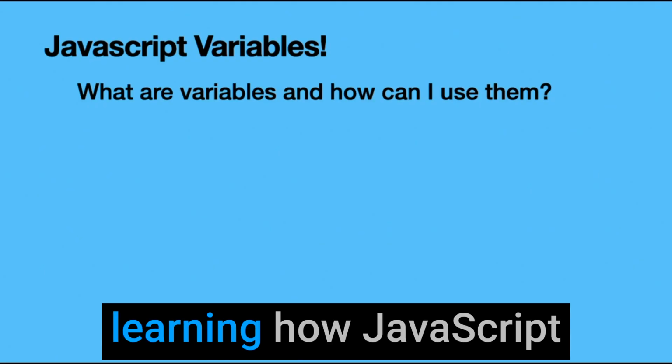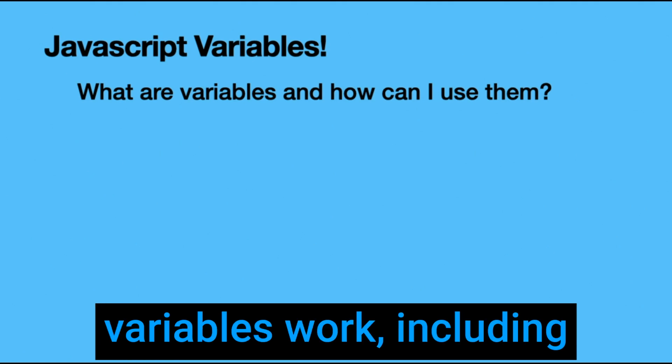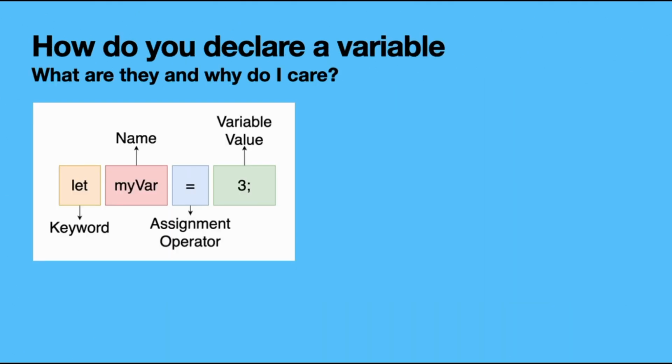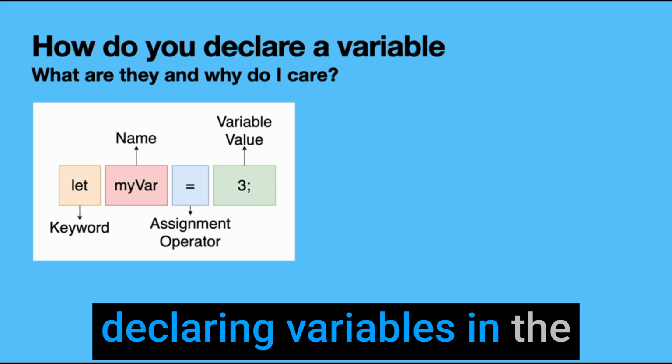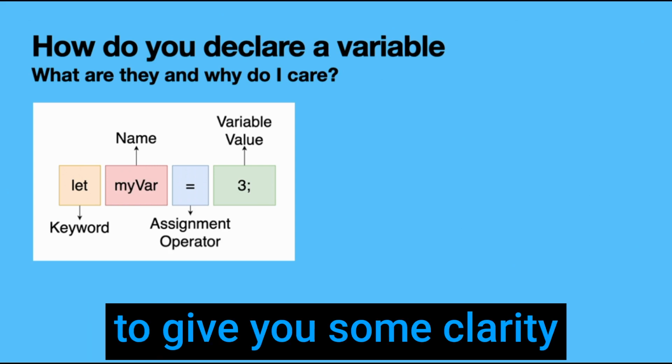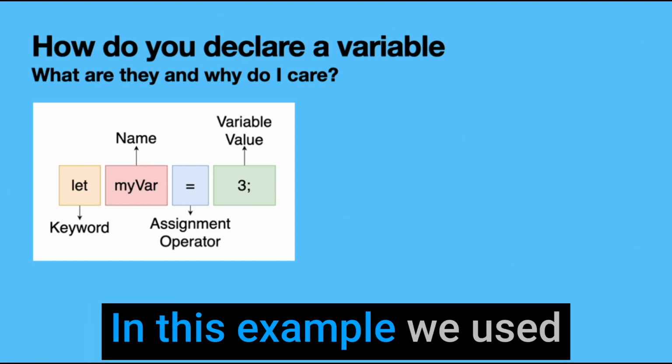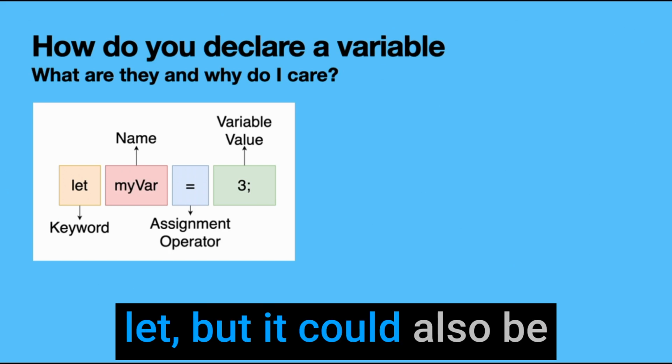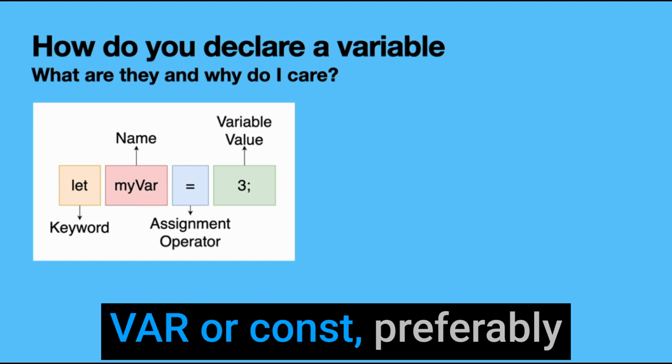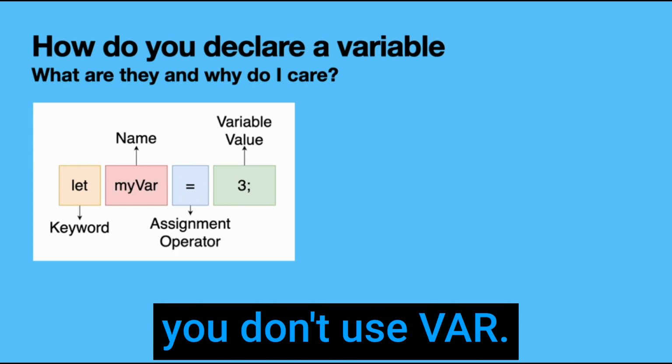In this video, we'll be learning how JavaScript variables work, including data types and scope. We just went over declaring variables in the previous video, but I want to give you some clarity on how to write them. In this example, we used let, but it could also be var or const. Preferably, you don't use var.